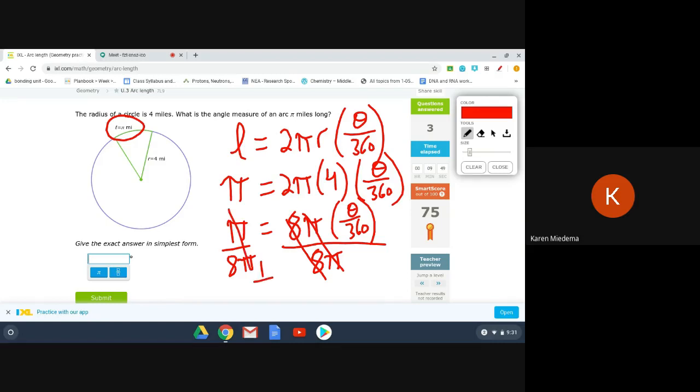Here we're going to get 1/8 equals theta over 360. And at this point we could cross multiply. 8 times theta is 8 theta, and 1 times 360 is 360. I'm going to divide both sides by 8. 360 divided by 8, and we get 45 degrees. Okay, it's just 45 degrees. There's no pi in this answer.